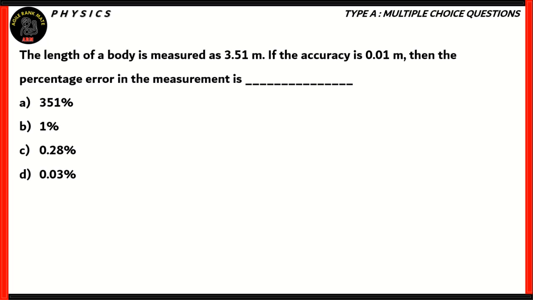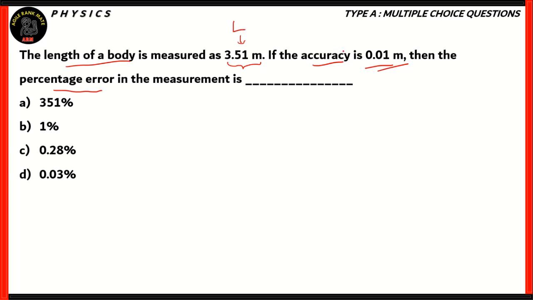Now let's look at another question. The length of a body is measured as 3.51 meters. If the accuracy of that measurement is 0.01 meters, you need to find the percentage error in the measurement. Now the original measurement is 3.51 meters. We'll consider that as L.